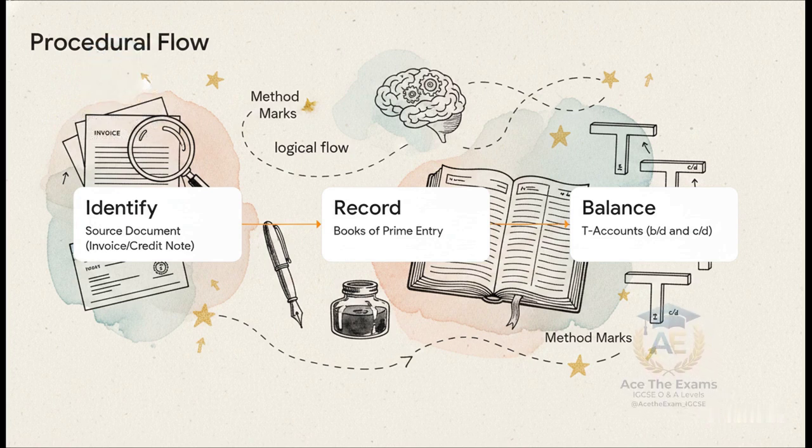And here's a huge tip. Examiners award method marks if this logical flow is clearly visible on your paper. Honestly, even if your final trial balance is a mess because you hit the wrong button on your calculator, showing your workings and clearly distinguishing between your balance brought down and your balance carried down will literally save your grade. I can't stress that enough.